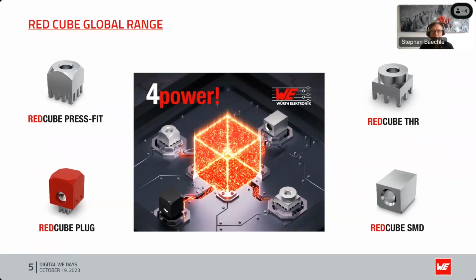But we also have some other power connectors like our RedCube THR. I will show you them at the end. If you are not able to do a press fit, you can also have solder connection with the RedCube THR, but be aware those connectors are only going up to around 85 amps and the press fit connection is going up to 300 amps. RedCube plug is also a press fit connection with an additional plug. And then we have also the RedCube SMT range. When you're just on your first layer of the PCB, you can also use the RedCube SMT range. But on the first layer, you can imagine you cannot transport that much current as on all layers with the press fit technology.